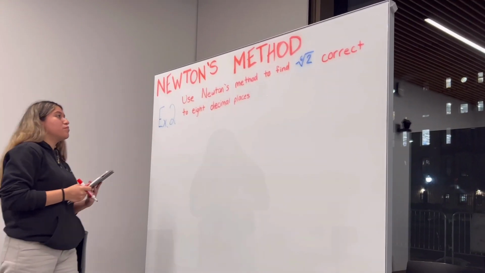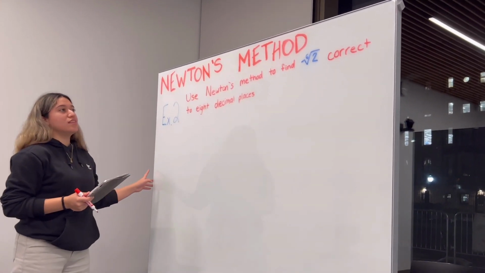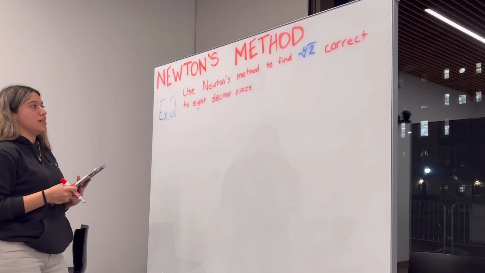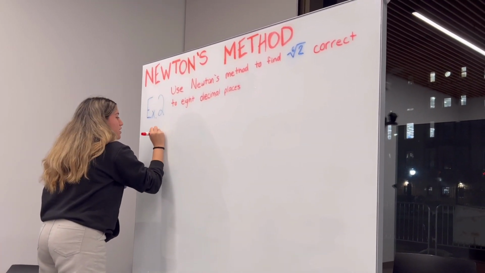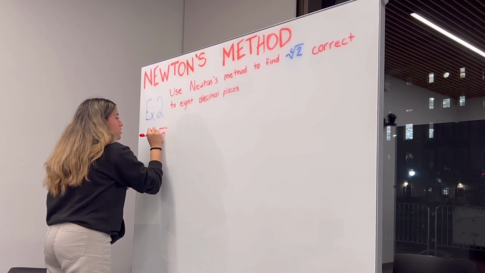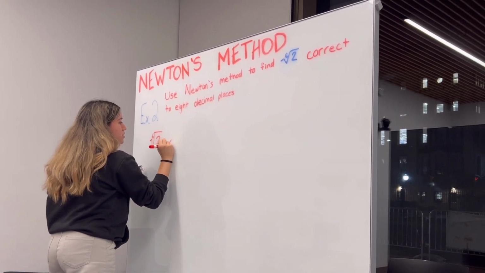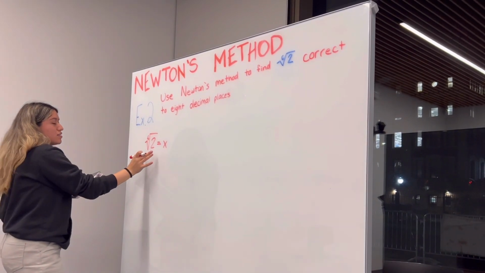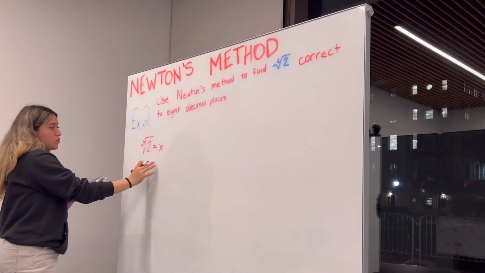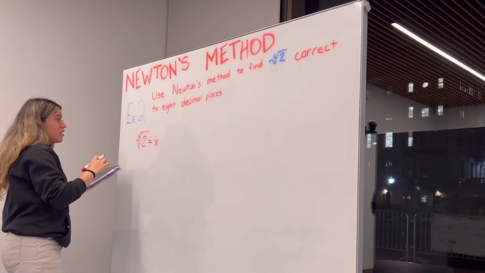Okay, so for the second problem, we are going to use Newton's method to find the 6th root of 2 correct to 8 decimal places. The first thing that we're going to do is we're going to take the 6th root of 2 and set it equal to x. So now what we're trying to do is get this equation to equal 0. So we have to move everything to one side.